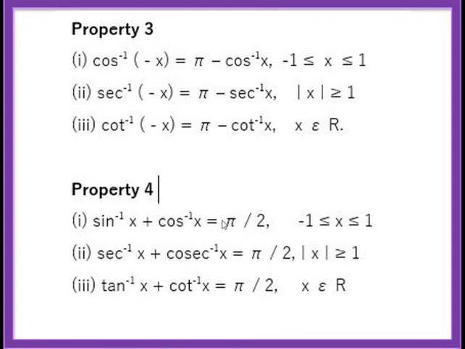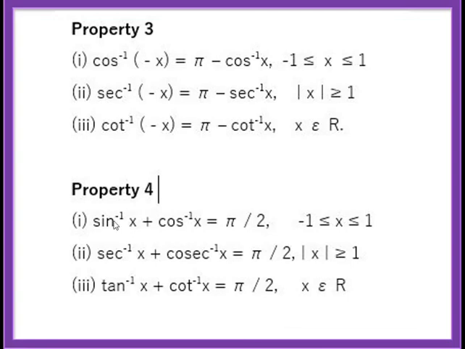Now the next set, property 4: sin inverse x plus cos inverse x is pi by 2. I was talking about this particular property. We'll verify this. Suppose x is half. What is sin inverse half? 30 degrees. Plus what is cos inverse half? 60 degrees. 30 plus 60 is 90. It is better to consider angles in radians because in calculus we do not use degree measure.